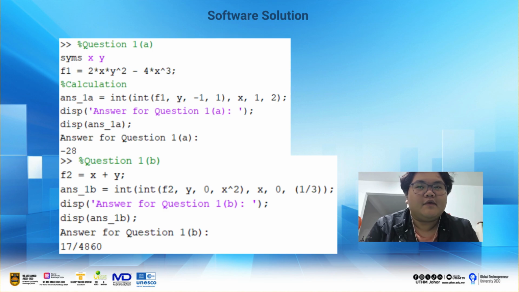For question 1b, we need to define the second equation. Since we already declared the variables in the first part, we don't need to declare them again. It is also the same where we integrate twice. The inner part is with respect to y, and the outside part is with respect to x. The answer for this is 17 over 4,860, which is the same as the manually calculated one.